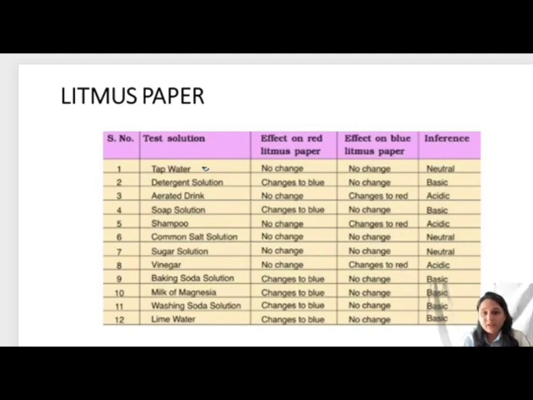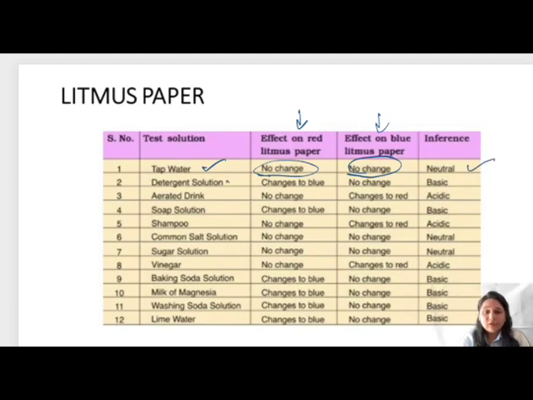As you can see, tap water. As you already know, we have two litmus papers, one is red and another one is blue. If we put the red litmus paper, there will be no change. If we put the blue litmus paper, there will be no change. So that means the solution is neutral.